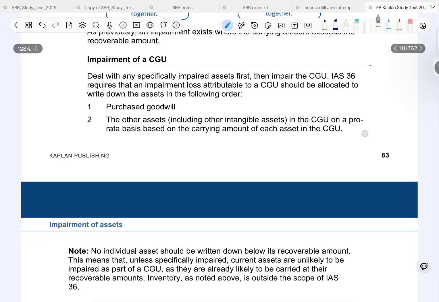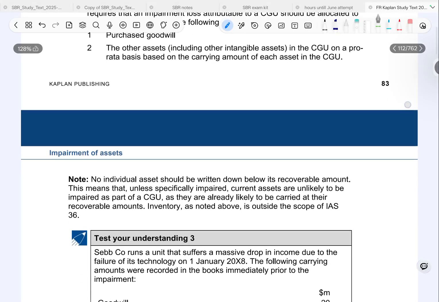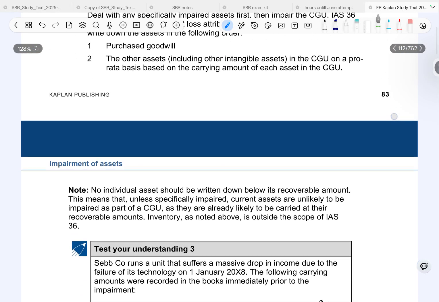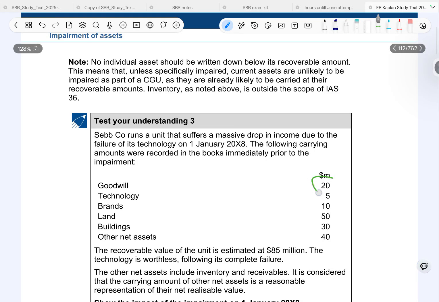Impairment of a CGU: deal with any specifically impaired asset first, then impair the CGU. IAS 36 requires that impairment loss attributable to a CGU should be allocated to write down the assets in the following order. So I will suggest first we solve a sum. Okay, let me just explain it to you. When we impair a CGU, first we have to cancel out the goodwill. We have to cancel out the whole goodwill. Let's see over here we have goodwill of 20 million. So we first of all write down the whole goodwill to 0.